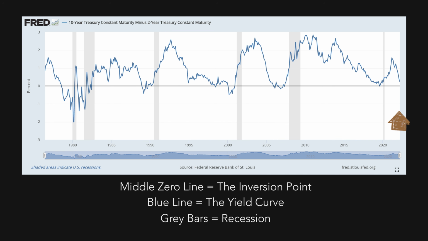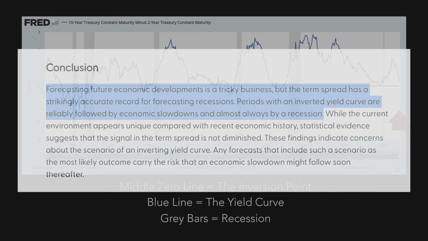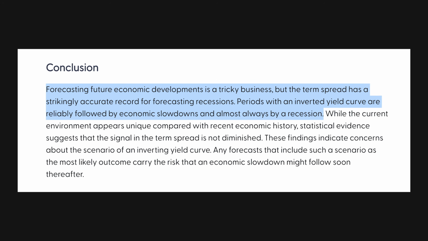Now, according to a report from the Federal Reserve of San Francisco, forecasting future economic developments is a tricky business. But the term spread, aka what we're looking at right here, has a strikingly accurate record for forecasting recessions. Periods with an inverted yield curve are reliably followed by economic slowdowns and almost always by a recession. So, like I said earlier, this particular economic indicator is very reliable for letting us know if a recession is likely to be coming at us.